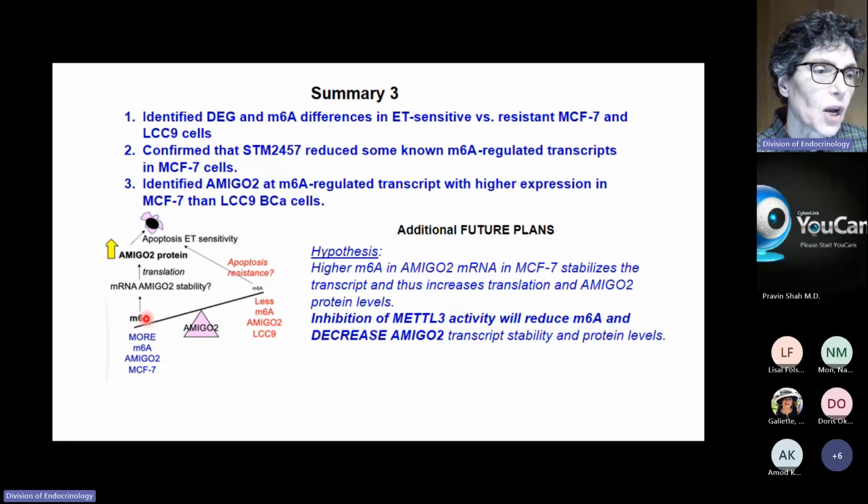So what I think is going on is that maybe M6A is increasing amigo-2 transcript stability and translation. And since it's involved in apoptosis and endocrine therapy sensitivity, that would be a good thing, because maybe you need amigo-2 to send the cells to apoptosis in response to tamoxifen treatment. Whereas there's less M6A in amigo transcripts in LCC9 cells, so the protein is not translated, or the transcript is less stable, so we don't have amigo-2, so that may lead to apoptosis resistance. So we have experiments yet to do to examine this hypothesis.